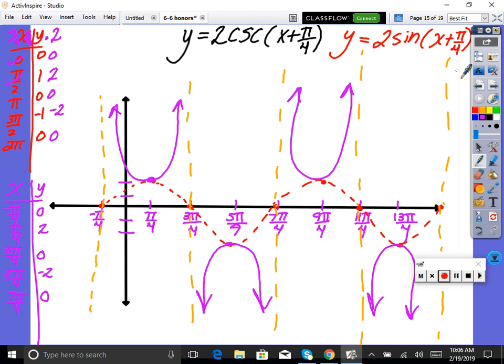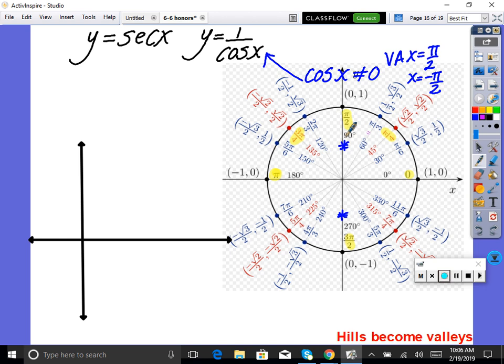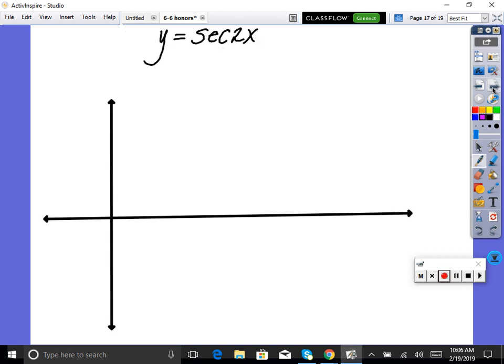Okay, so what do you think is going to happen for secant? Well, the same thing. It's just going to be with cosine. So all we have to be able to do, guys, is graph cosine. Cosine cannot be 0, so wherever it hits the x-axis, draw in your vertical asymptotes, and hills become valleys. The exact same idea. So I'll just do one last final example here, and then you guys can work on the homework.